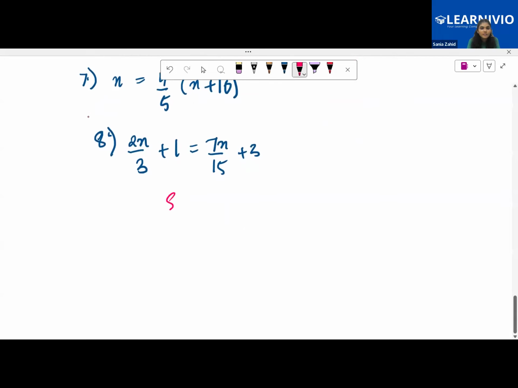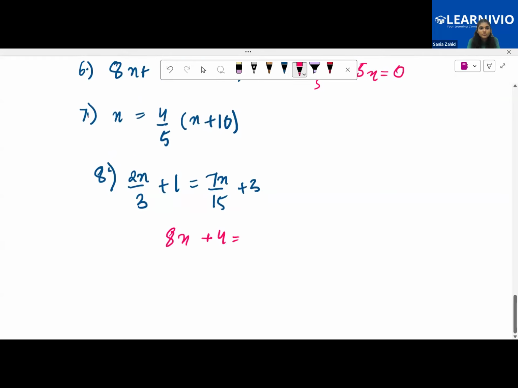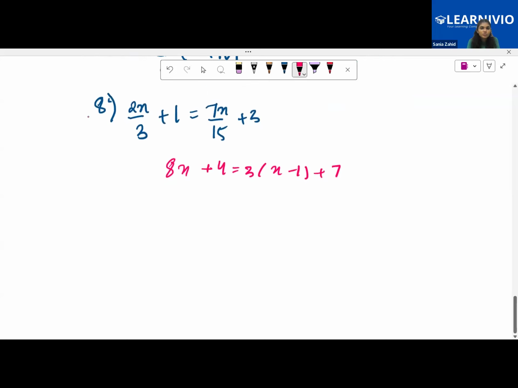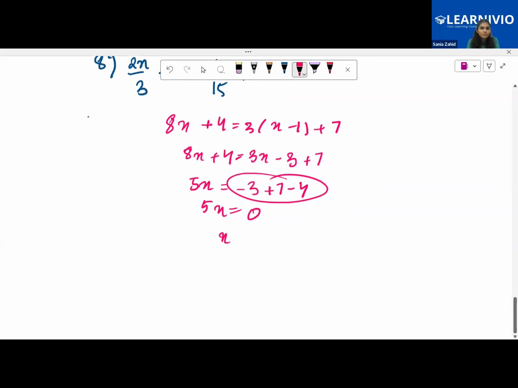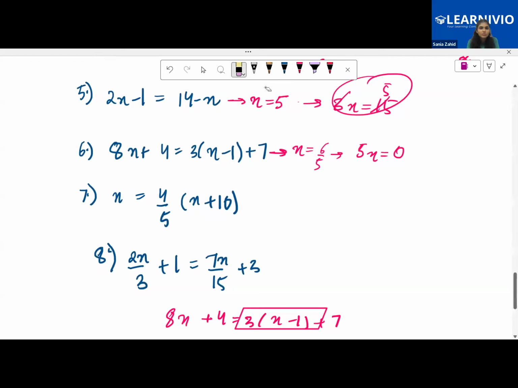See, you have 8x plus 4 gives you 3 into x minus 1 plus 7. Okay? So you solve it. You will have 8x plus 4 gives you 3 into x is 3x minus 3 into 1 is 3 plus 7. Right, then 8x minus 3x is 5x. And over here minus 3 plus 7 minus 4. Okay, so 5x. What is this? I got minus. Ma'am, I got 7 minus 4 minus plus 1. That's wrong. You have to multiply this. It's 0. X is equal to 0.